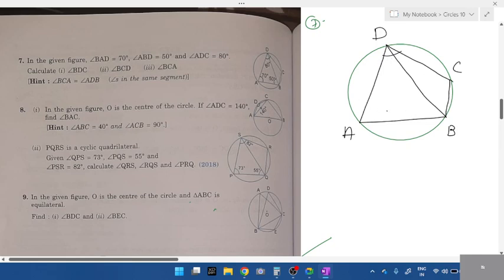BAD is given. What is BAD value? BAD is 70. ABD is 50 degrees. What's the entire value of D given? What is ADC given? ADC is equal to 80 degrees. We need to find BDC, BCD, and BCA. These are the 3 questions.